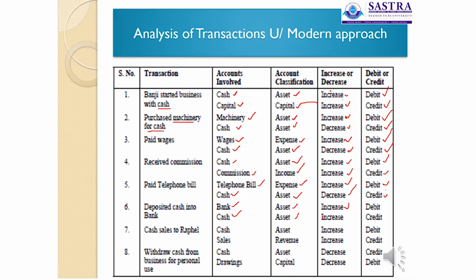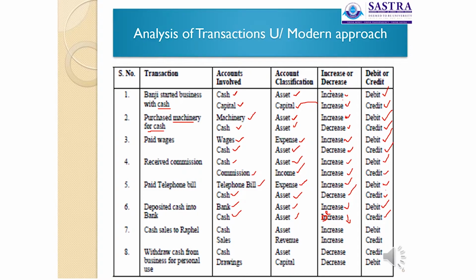So bank balance increase, but cash value decrease. Decrease the value, so that should be credited. So if asset decrease the value, that should be credited. If asset increase, should be debited.